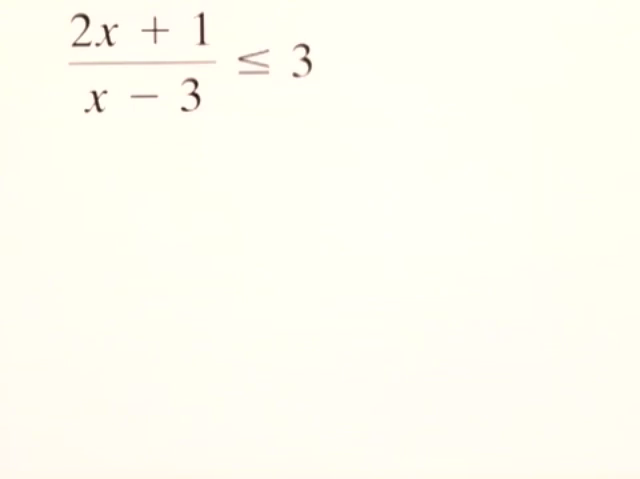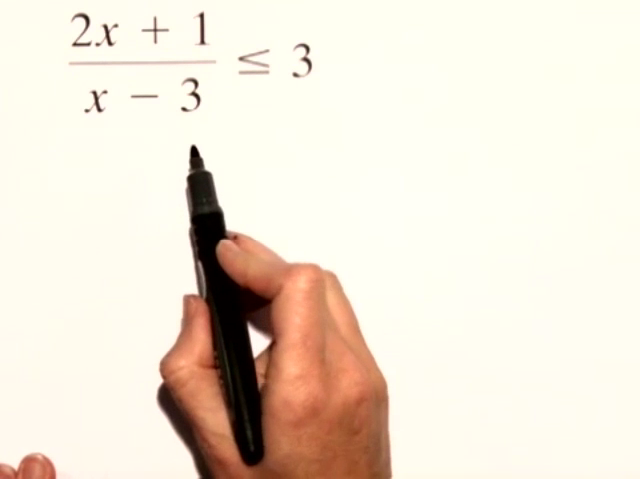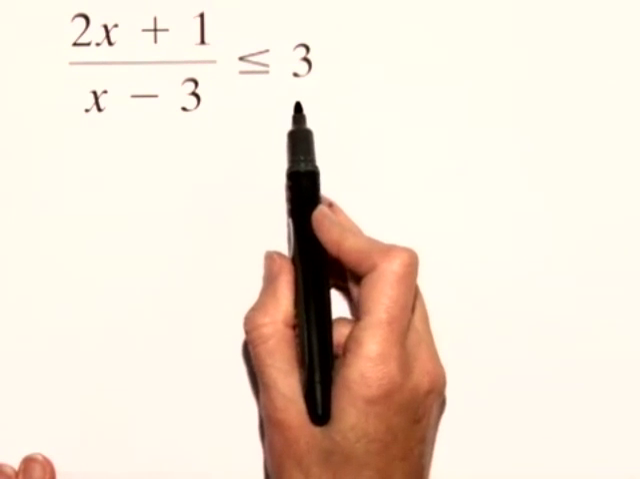We have a rational inequality to solve. We'll state our answer in interval notation, and we'll also graph the answer on a real number line. We have (2x + 1)/(x - 3) is less than or equal to 3.